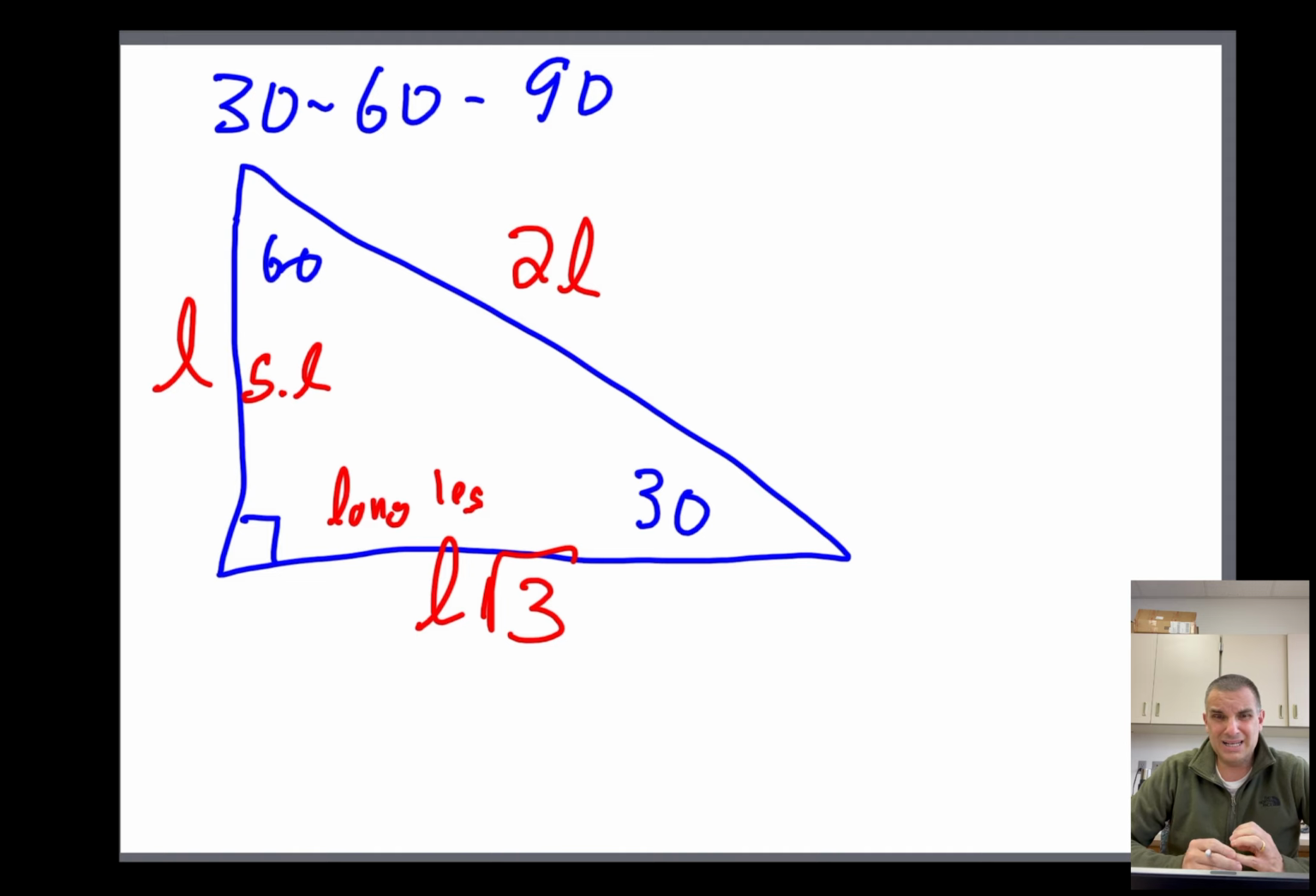So you'll hear a lot of times 1 to 2 to the square root of 3 is the ratio, or 1 to the square root of 3 to 2 is the ratio for a 30, 60, 90. Again, opposite the 30 is your 1. Opposite the 90 is your 2. And opposite the 60 is your L times the square root of 3, or 1 times the square root of 3 ratio. So again, we want to be able to find missing sides of 30, 60, 90 degree triangles.